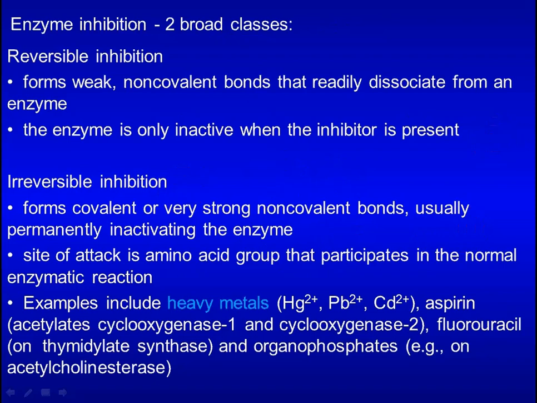Reversible inhibitors form weak non-covalent bonds with the enzyme. Examples include many drugs. Irreversible inhibitors form covalent or very strong non-covalent bonds with the enzyme, usually permanently inactivating the enzyme. Examples include heavy metals, aspirin, and organophosphates.